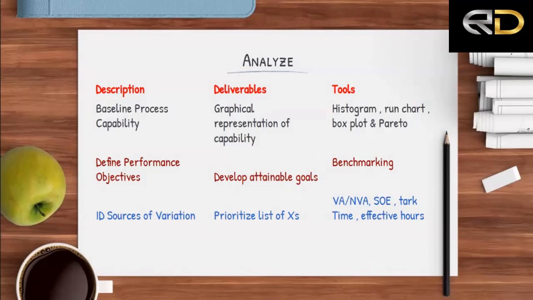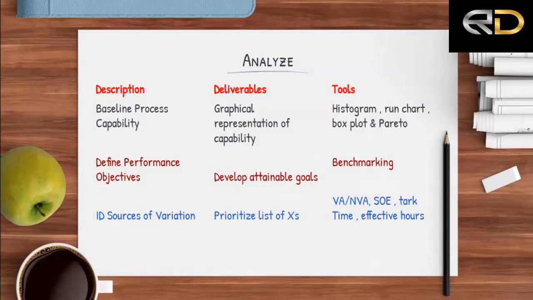And right here, for baseline process capability, how good is your current process? You should have a graphical representation of capability. That means you are going to determine your current sigma level. You compare your process performance with what your customer expects, with your target, with your upper specification limit, and with your defect. You are going to plot it on a histogram. So use a histogram, run chart, box plot, or Pareto analysis.